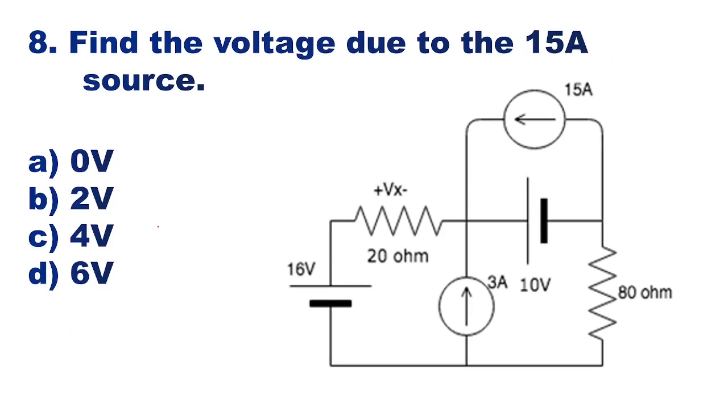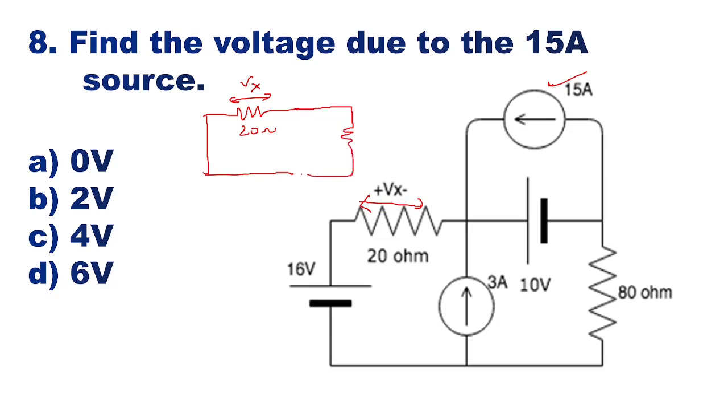Find the voltage Vx due to the 15 ampere source. So here, if you see this Vx, we have to find out this voltage across 20 ohm due to this source, and all other sources will be eliminated. So here we can reduce this circuit like this. We can have this circuit. This is 20 ohms, and here we are going to find out the Vx, and this 16 volt voltage source will be shorted. This current source will be open, this voltage source will be shorted.